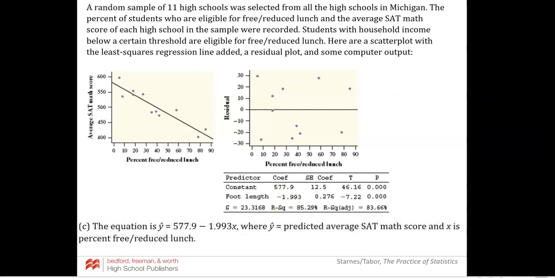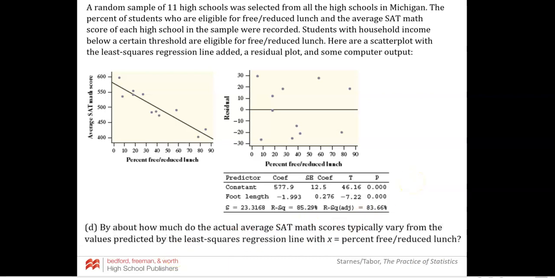So you would write your equation. I would not write y bar. I would write out what y is, the average SAT math score. So I would write in parentheses average SAT math score with a little hat above it. That little symbol is a hat, so it means the predicted average SAT math score equals 577.9 minus 1.993 times parentheses percent of free reduced lunch. So you want to use actual words there. It's just so much easier than defining the y and the x there.